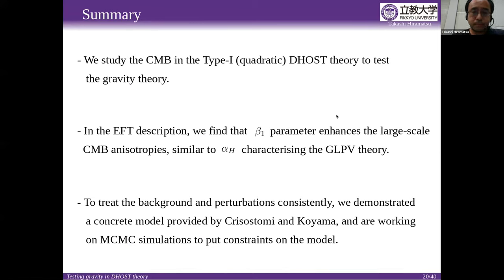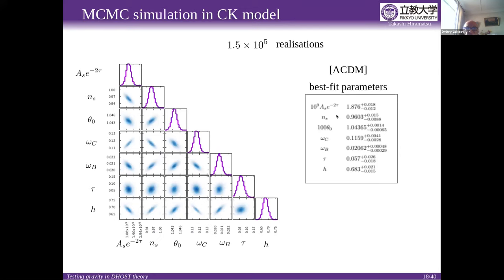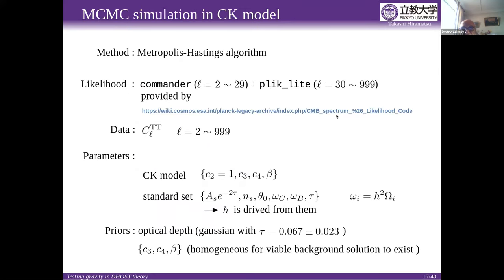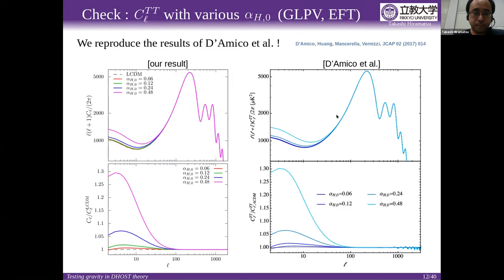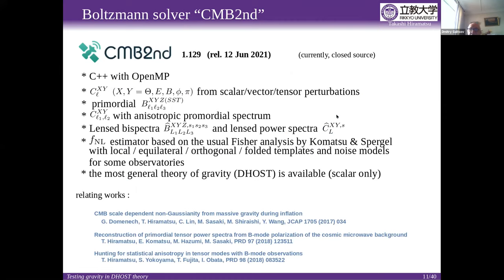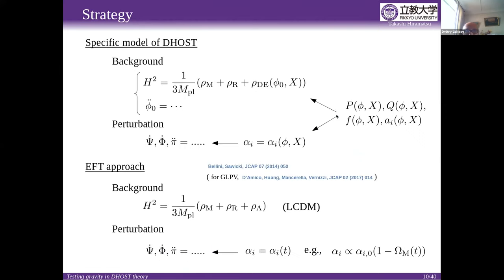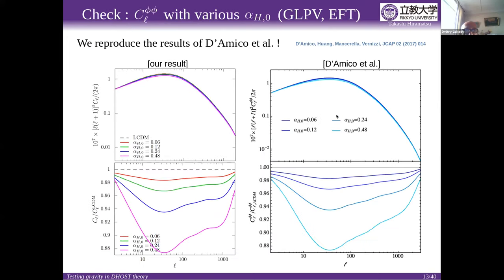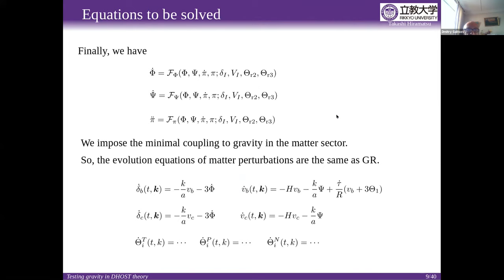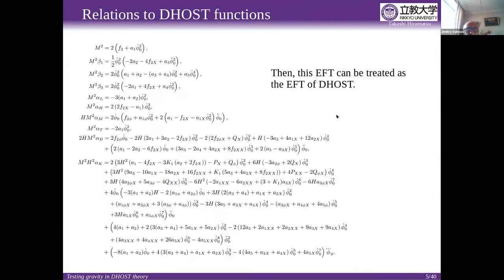Which restrictions on the DHOST Lagrangian parameters have you found from your analysis? Can you find some particular restriction on the DHOST parameters from your analysis? You mean the EFT parameters or the Lagrangian of the DHOST?